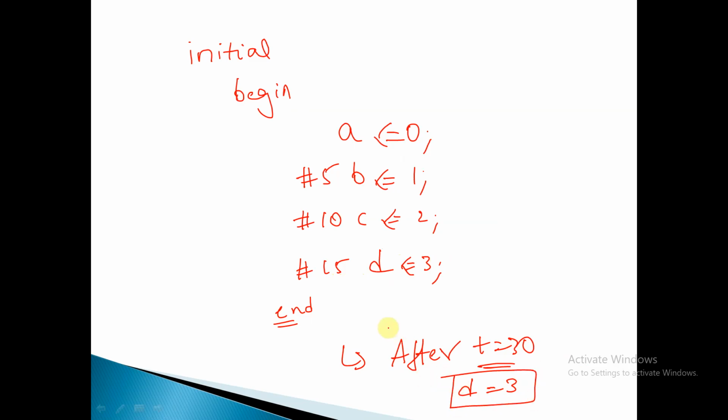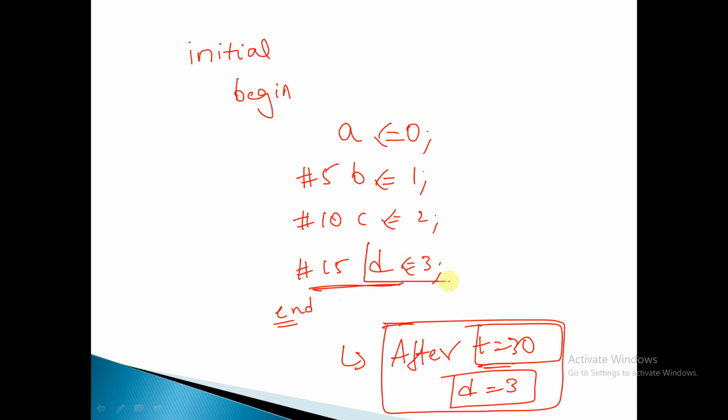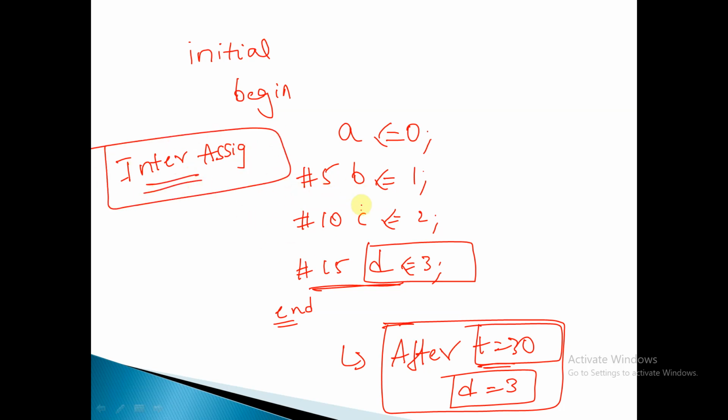So this is a small modification I want to make. When you are compiling this, using your tool and typing this particular example, after T is equal to 30 time units you will get D equal to 3. That means when you are using this inter assignment delay, it is going to block the further execution. Here, with hash 5, it will block the further execution, whether it is blocking or non-blocking. This inter assignment delay is going to block your further execution.